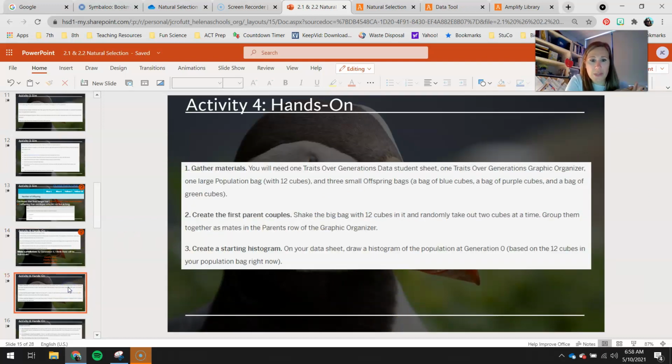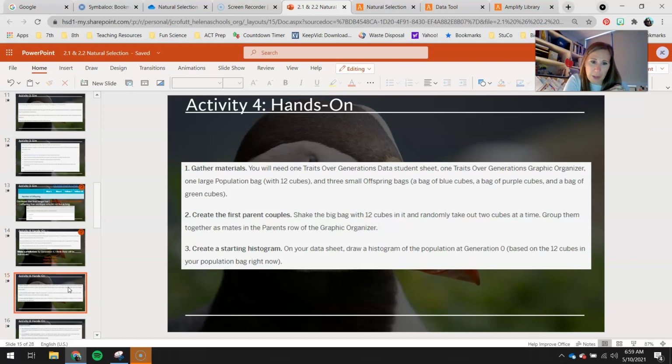All right, so gather your materials. Again, you guys at home have all your materials in this lesson, so you don't really need to worry too much about that. But what you will see in your slides is this data sheet. A graphic organizer is where you are going to place your little individuals and your populations. And then you will have your bags of population cubes, which are the little colored squares that are grouped accordingly.